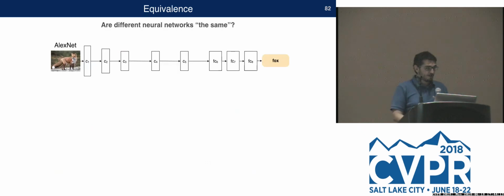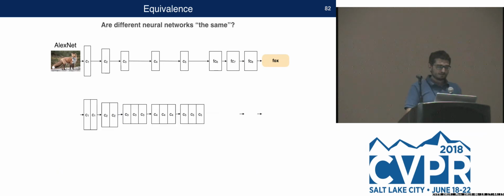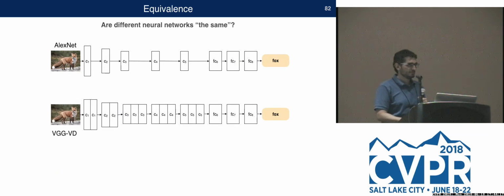Here's another very interesting question. Suppose I train AlexNet, then I go there and train VGG very deep, train it from two different random seeds. Well, in this case, it wouldn't really matter because these are two different networks anyway. Do I learn the same thing or not? Are these two representations equivalent or not?